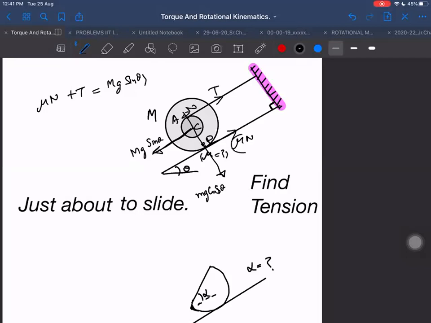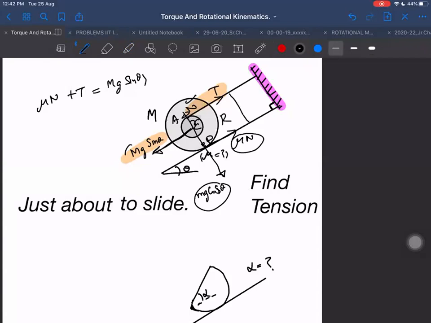Why? I have to take no torque due to friction, due to mg cos theta, or due to normal. Three torques are vanishing about point P. I have to take just two torques, due to mg sin theta and tension, and that is enough. This is small r, and this was capital R, the radius. This is given to us.